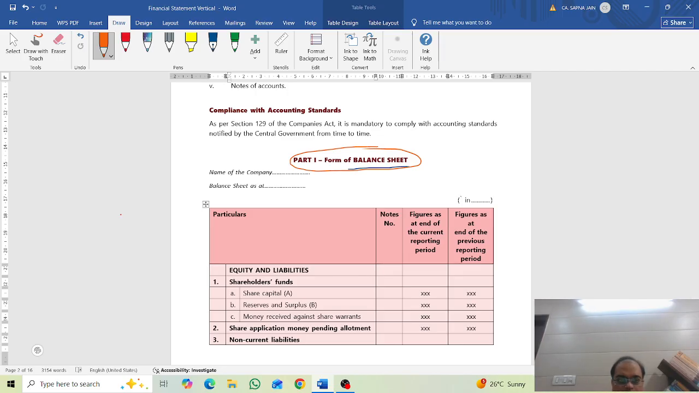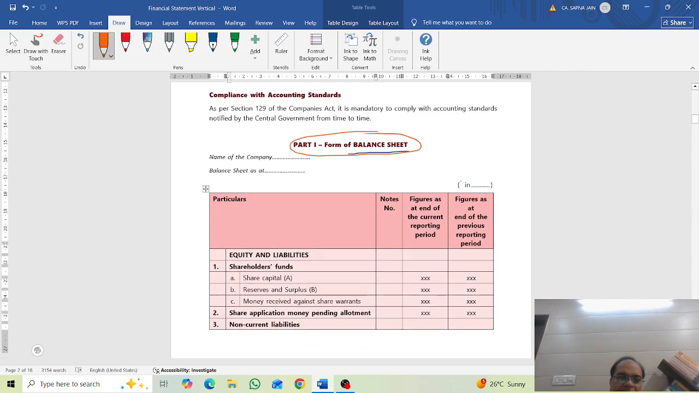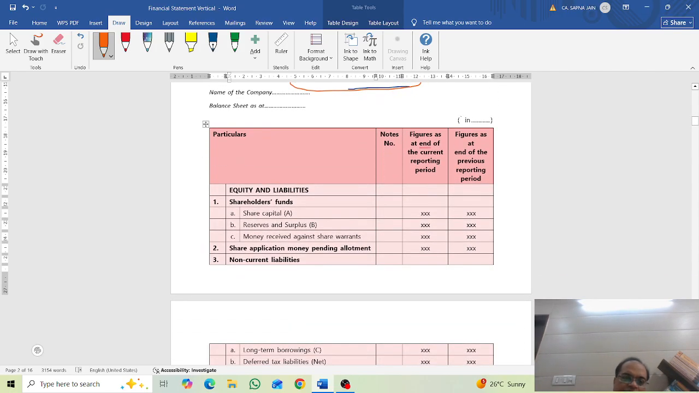So again we will prepare the balance sheet under Schedule 3 of the Companies Act 2013, and this is the specific format as per the Companies Act. Whenever we prepare the balance sheet for the company, we must follow the same format for the preparation of final accounts or financial statements of the company. Now the balance sheet is divided into two parts. First part is the equity and liability, and second part is the assets.